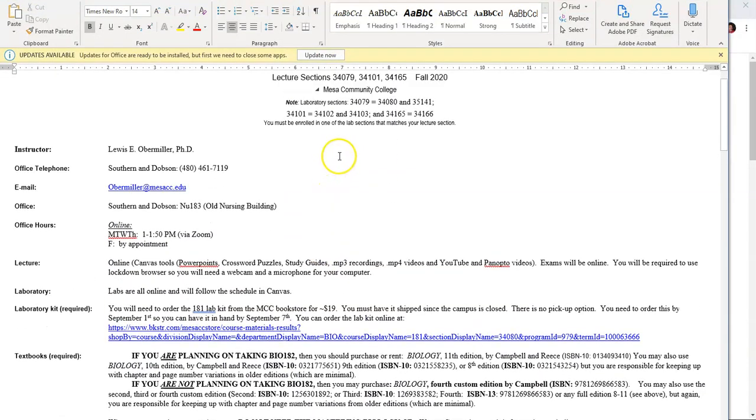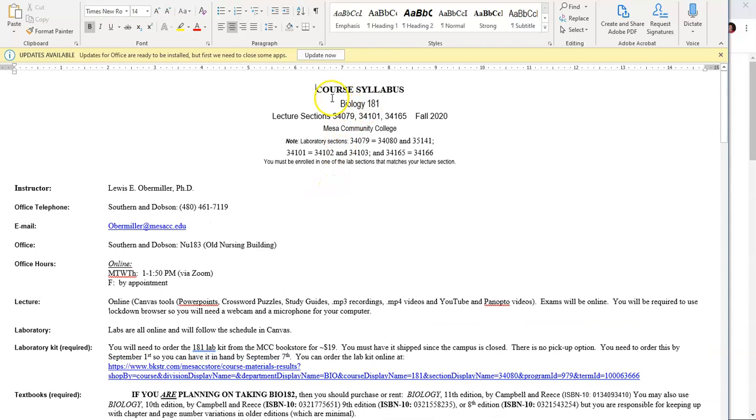Okay, so this is the syllabus for 181. These are the lecture sections. So there's, like I said, 3 lectures that I'm teaching for fall 2020. You should be enrolled in a lab section. So this lecture section has these 2 labs. This lecture section has these 2 labs, and this lecture section has this 1 lab. So make sure that you're enrolled in the lab and the lecture. You have to take both because you can't get credit for one without the other.